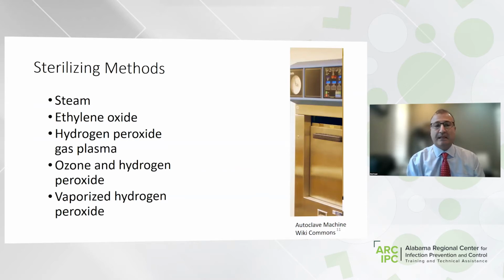And here you are using some chemicals like ethylene oxide, you are using steam, you are using hydrogen peroxide gas plasma, ozone and hydrogen peroxide together, and vaporized hydrogen peroxide. And these, of course, are important for us and used on a daily basis at hospitals around the United States. Some devices can tolerate the application of steam, others cannot resist steam, therefore they require ethylene oxide. And ethylene oxide, of course, is a whole different chemical that we're not going to address in this webinar, but has its own specific toxicological effects.